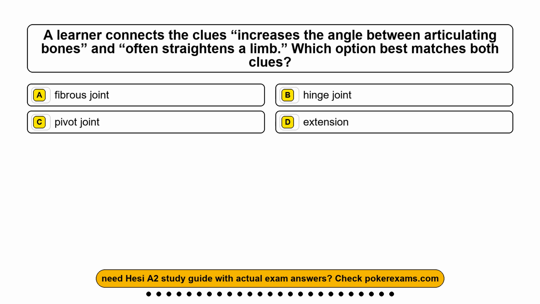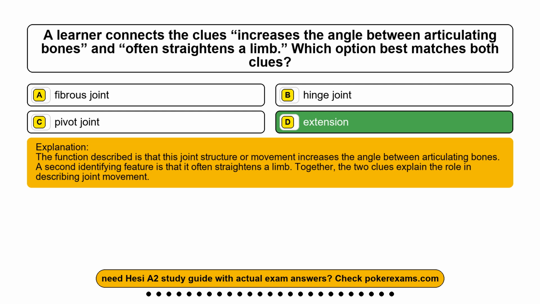Question 2. A learner connects the clues: increases the angle between articulating bones, and often straightens a limb. Which option best matches both clues? Option A. Fibrous joint. Option B. Hinge joint. Option C. Pivot joint. Option D. Extension. The correct answer is option D.